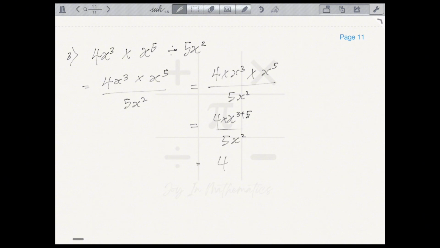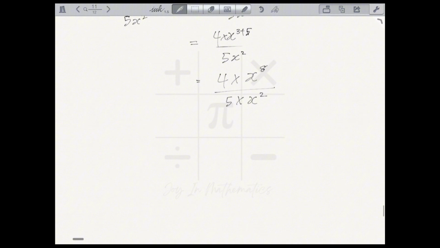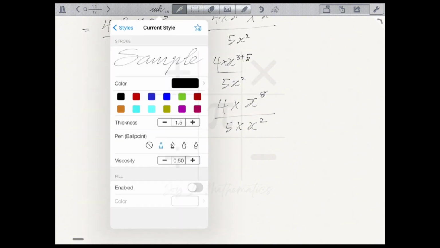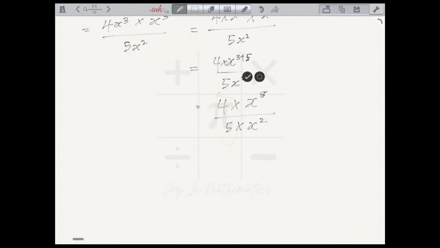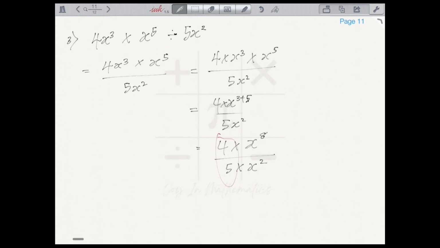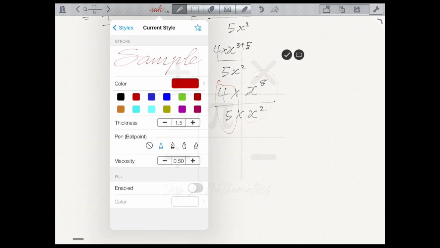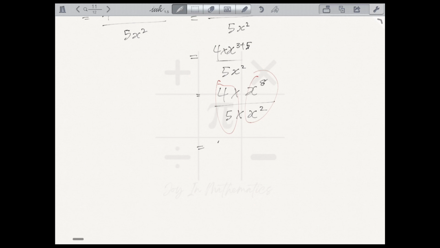So this will give us 4 multiplied by x raised to the power 8 divided by 5 times x raised to the power 2. Now this will be considered as 1. This will be considered as 1. Likewise, this will be considered as 1. So with respect to that, we have 4 over 5 multiplied by x raised to the power 8 divided by x raised to the power 2.